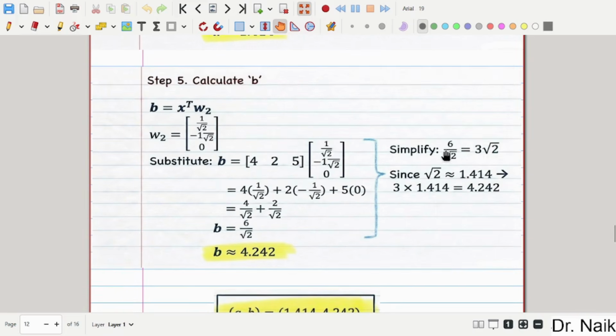So 6 upon square root of 2 means 3 into square root of 2. Square root of 2 is approximately equal to 1.414. Therefore 3 into 1.414 is equal to 4.242. Therefore our B is 4.242.